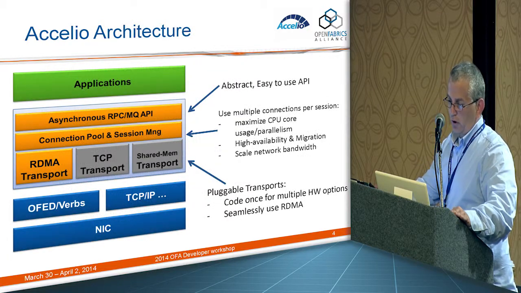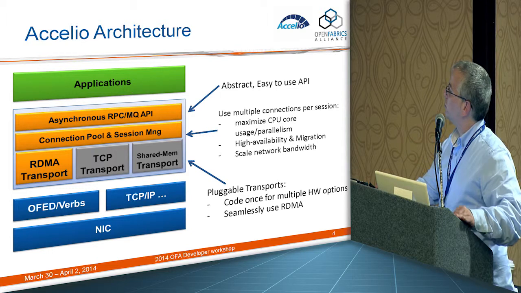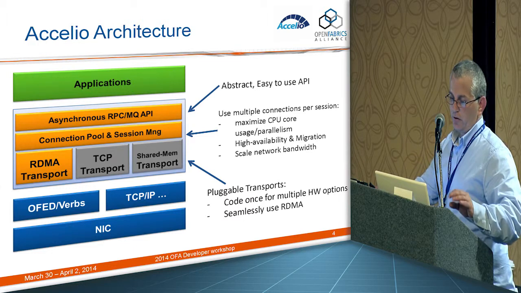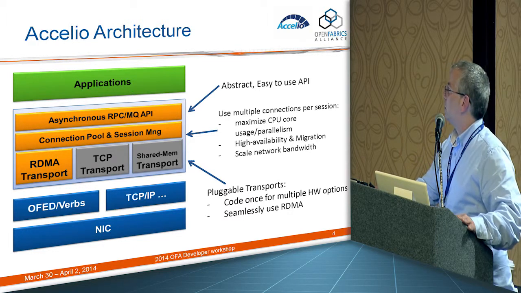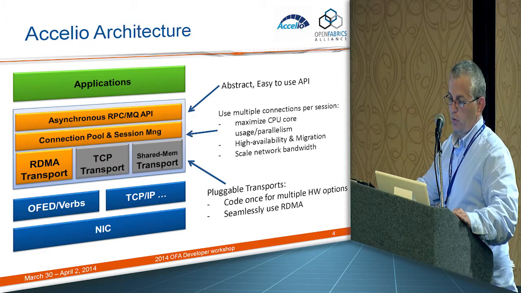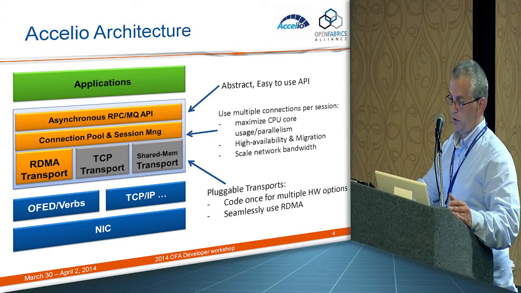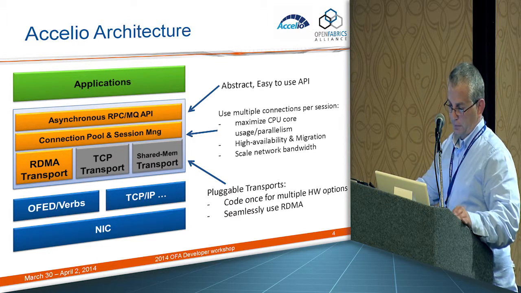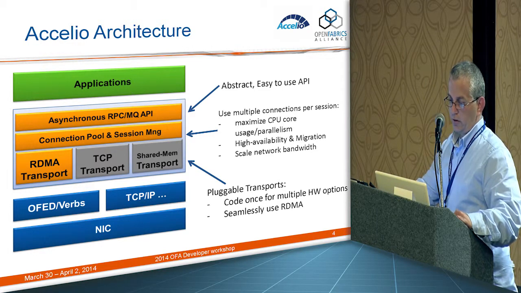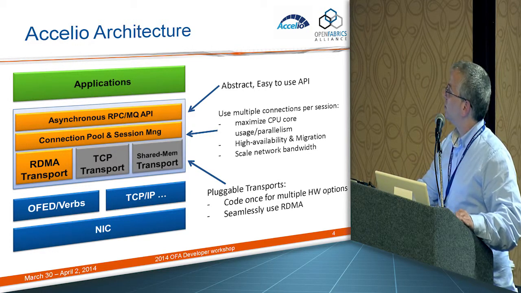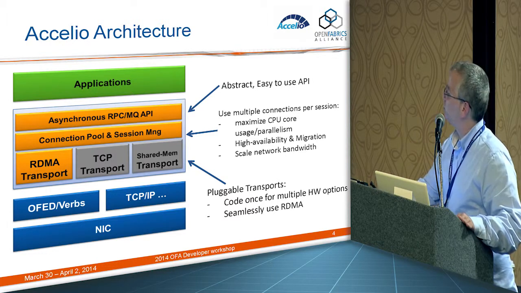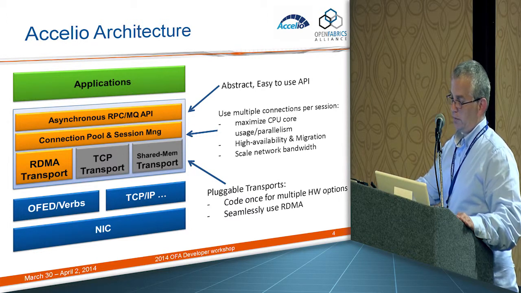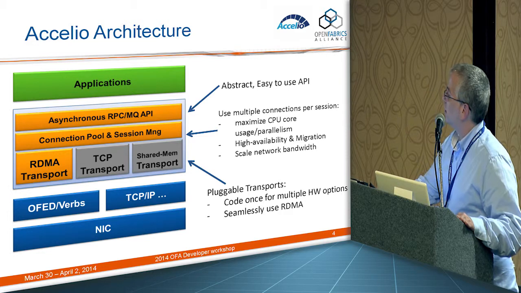So as I said before, Accelio architecture is provided with three layers. The first layer is the API. The API is very thin, very small, and it can provide most of the application requirements. It's an RPC one, and it also provides a multi-queuing API. Under this API, there are pools of connections and session management, which maximize the CPU core usage. It provides parallelism, high availability, and migration, and it scales the network bandwidth.